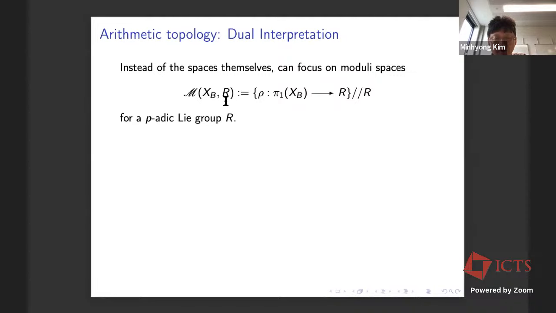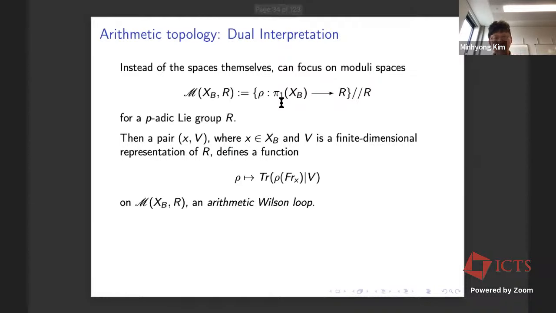But anyways, once you think about this kind of thing, of course, this is much more analogous to the space of flat connections on a three-manifold. Then that's a better analogy than the analogy between the spaces themselves. Because this pi_1 is probably better analogous to pi_1 of a three-manifold. So, and the key point is that here as well, you can take a pair, a point of X_p that's supposed to be analogous to a knot, right? And a finite dimensional representation of this group R.